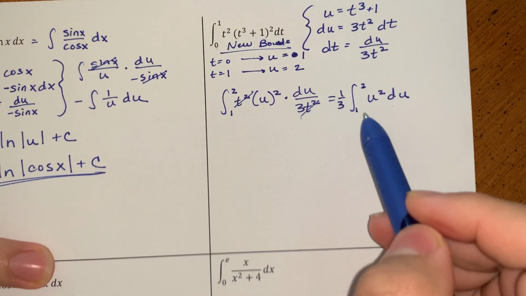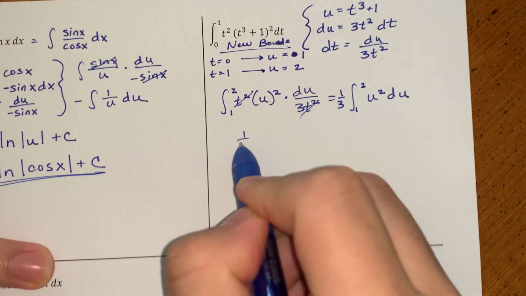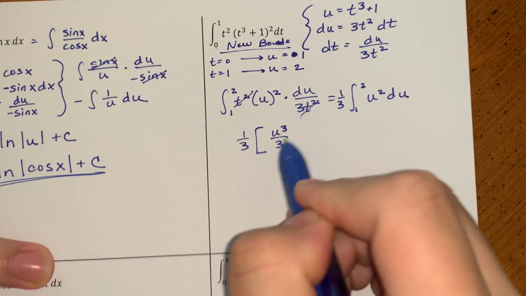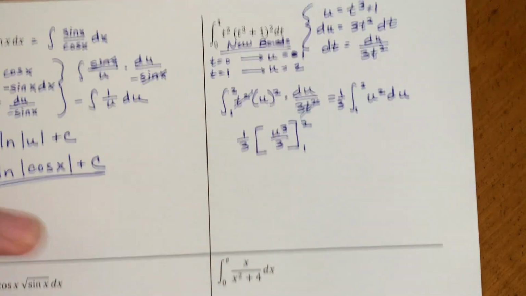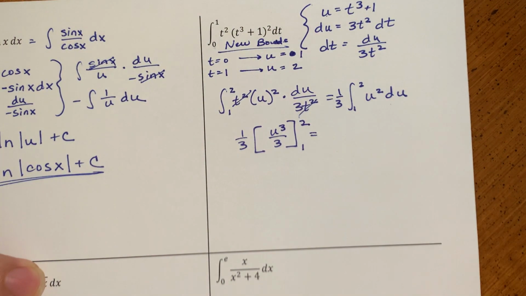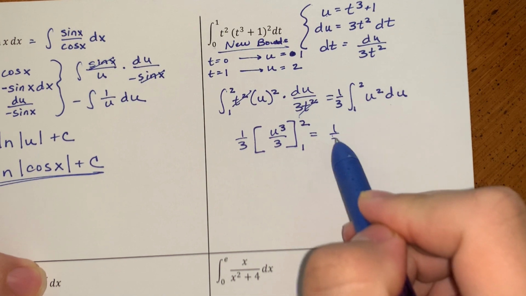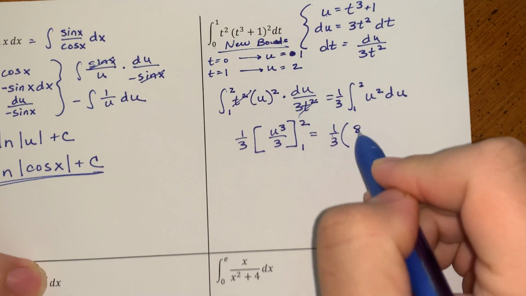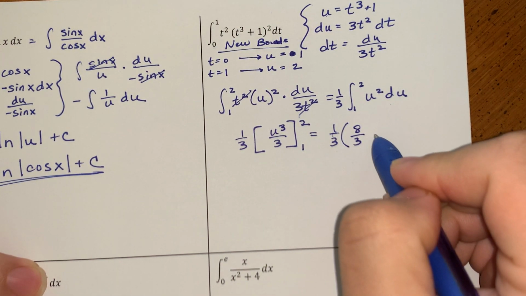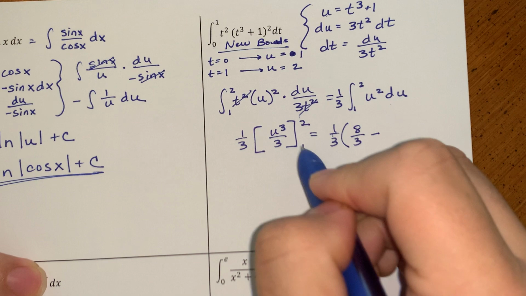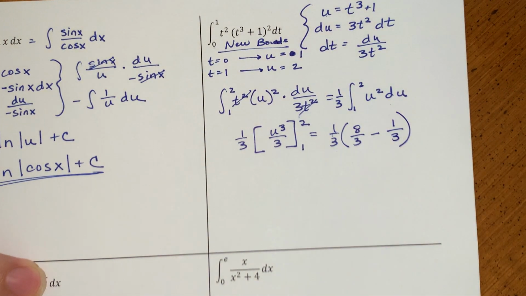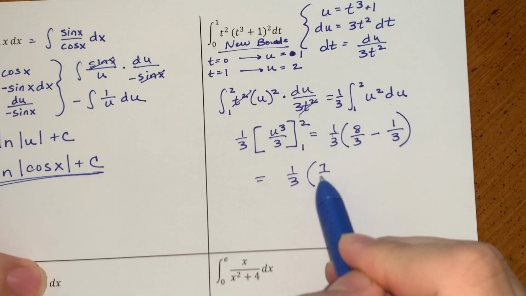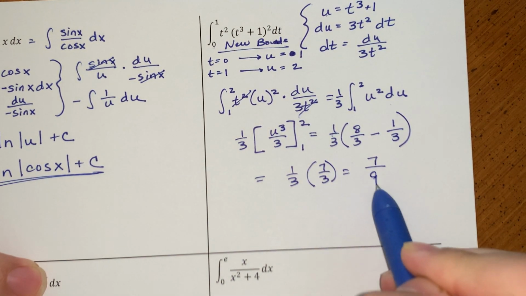So when I do my integral of this, I'm going to end up with 1/3 of u cubed over 3 from 1 to 2. Okay? And so what I'm going to do, I'm going to plug in, so it's going to be 1/3. I'm going to plug in my upper bound first. So that's going to be 2 cubed is 8 over 3. 1 cubed is, and then subtract it from the lower bound. So 1 cubed is 1 over 3. All right. And so this is the same thing as 1/3 times 7 over 3, which is 7 over 9.